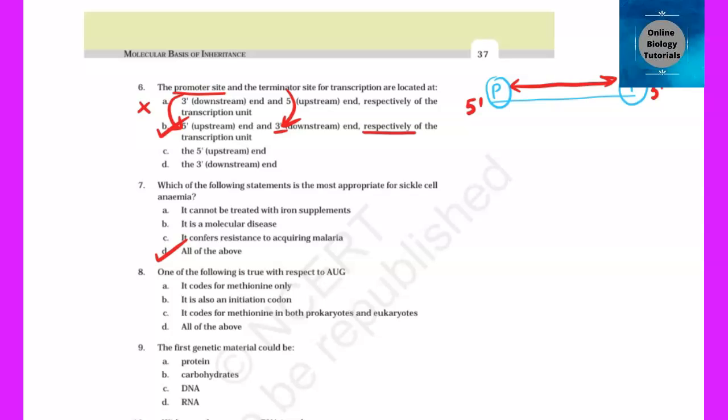Next question. One of the following is true with respect to AUG. It codes for methionine. This is absolutely true. It is the initiating codon. Absolutely true. It codes for methionine in both prokaryotes and eukaryotes. This is also true. So we will be marking option D as the right answer.